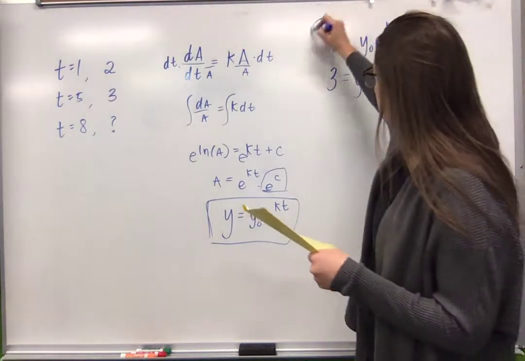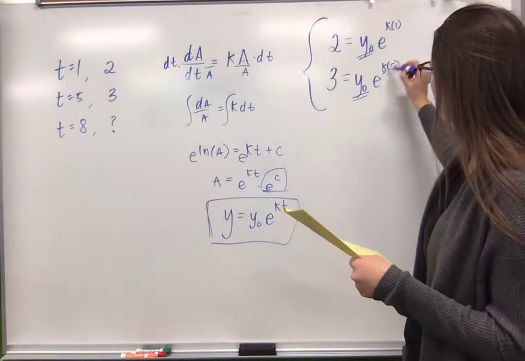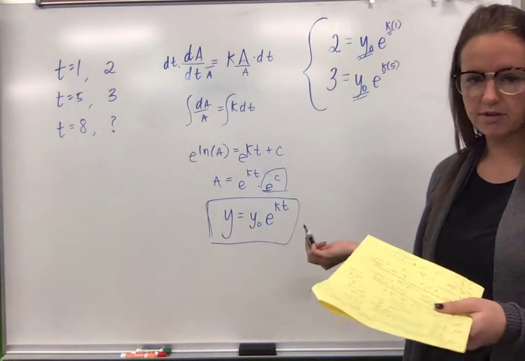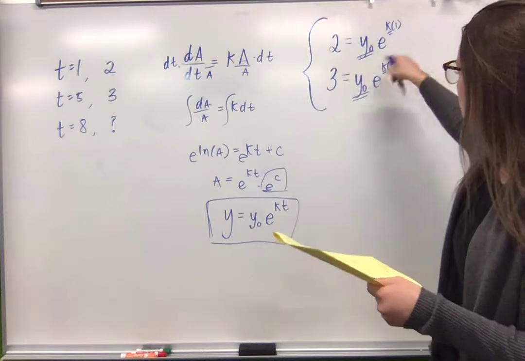These are 2 equations. And we don't know our y naught, we don't know how much we're starting with, and we don't know our k. So if we have 2 equations and 2 unknowns, can we solve for those? Yes, we can. So what I did is I solved for y naught in both of them.